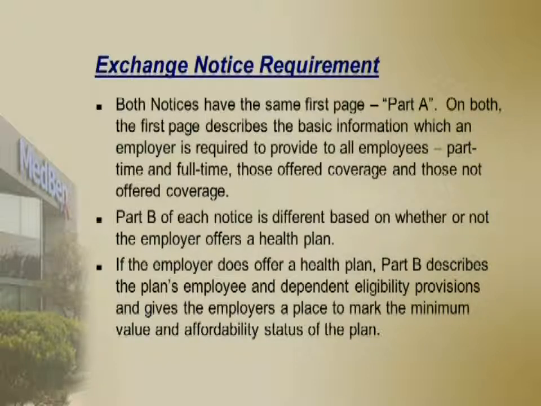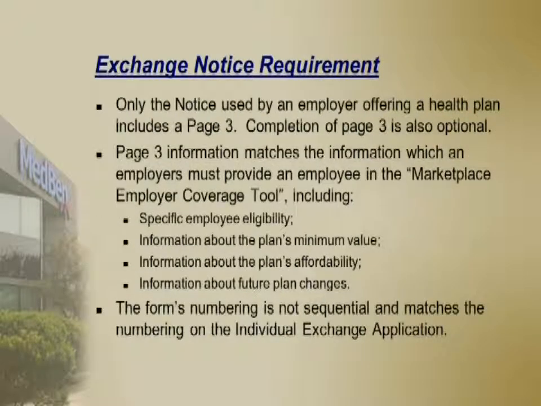If we're talking about Part B for the model notice for employees who have coverage or are being offered coverage, Part B talks about what that coverage is. There's a place where you can fill in the information about what eligibility is, who's eligible for coverage and who isn't. There's a check box that will say that your plan has minimum value, meets the minimum value standards, and is affordable. If it's the notice to employees who are being offered coverage and therefore has a page 3, page 3 is also optional.